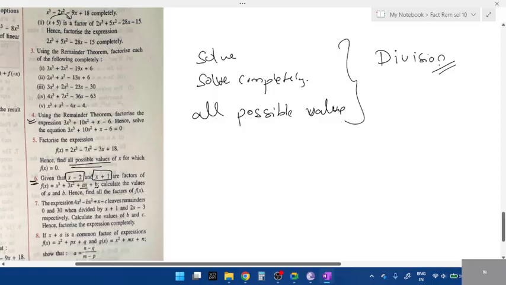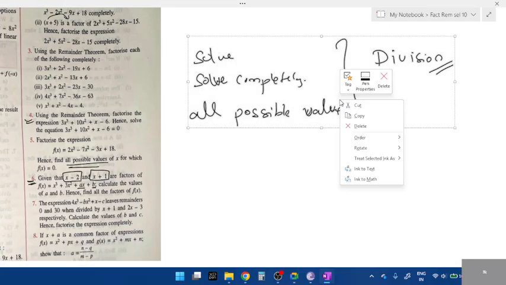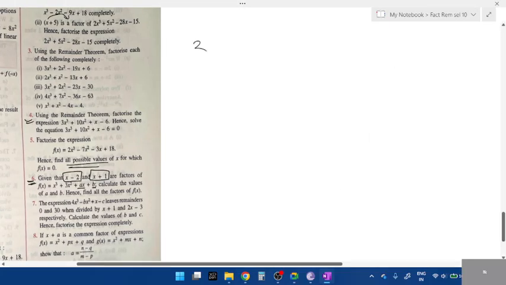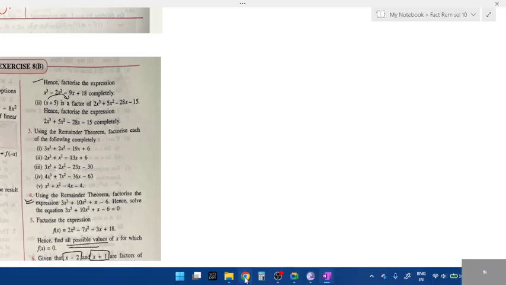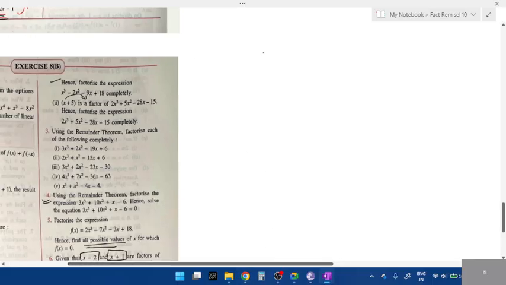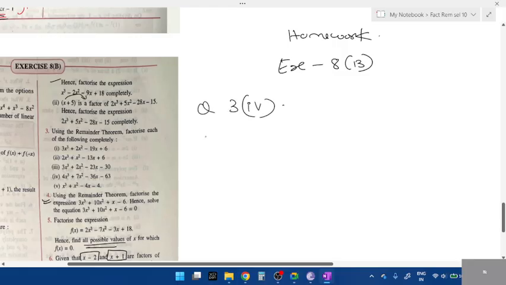So I want you all to try third main, fourth one and fifth one for homework. If you all don't do and send it, I won't let you all into tomorrow's class, students. Exercise third main, fourth one and question 5.